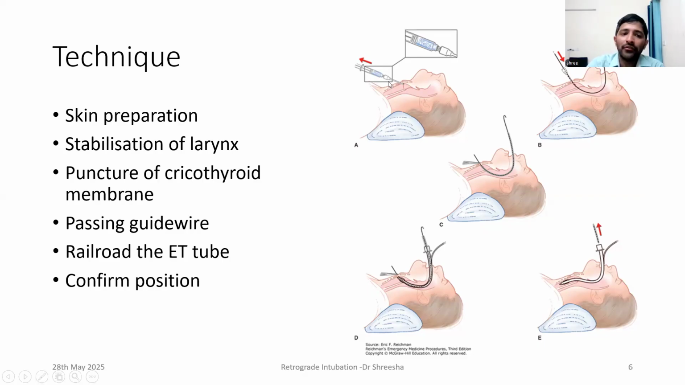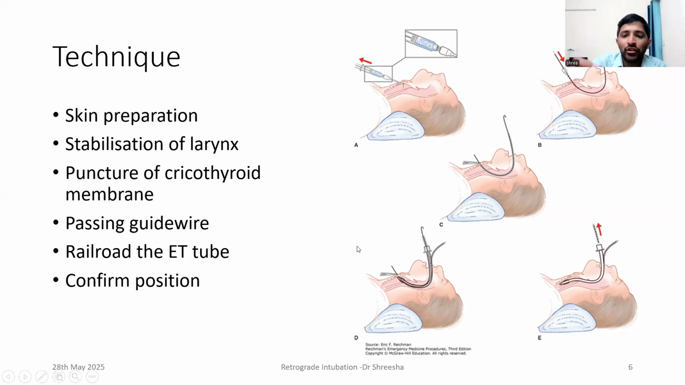Once there is aspiration, we pass the guide wire through the needle, and once the guide wire exits either through the nose or the mouth, or if the guide wire spontaneously doesn't come out of the mouth or the nose, you can use a laryngoscope and a Magill's forceps to visualize the guide wire in the oral, nasal, or oropharyngeal cavity. Once you get hold of the other end of the guide wire, you railroad the ET tube through the Murphy side of the endotracheal tube.